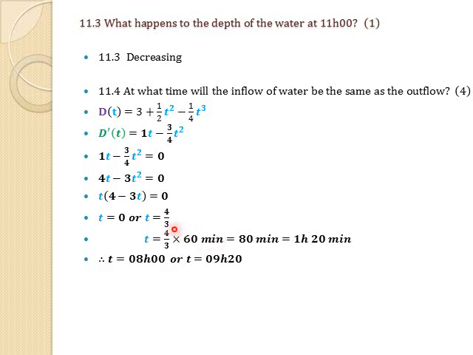60 times 4, 240 divided by 3 gives me 80 minutes, which is an hour and 20 minutes. So at 8 o'clock, my water going in and out is the same because there is no water flow. And then if I add an hour and 20 minutes to 8, at 20 past 9, the water flowing in and out is the same. So remember, rate of water flow is my inflow of water equal to my outflow of water.